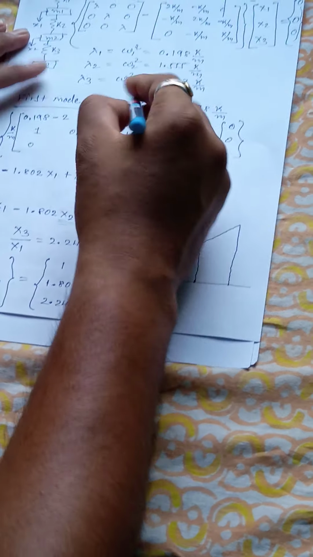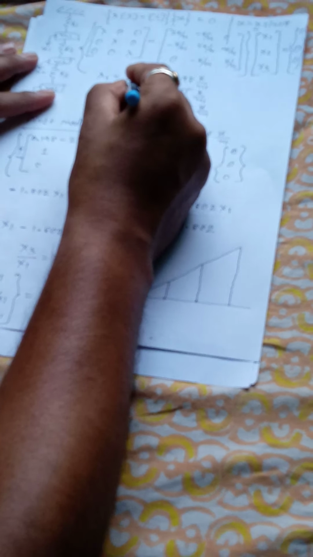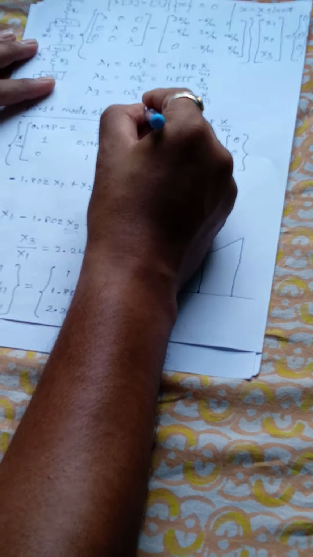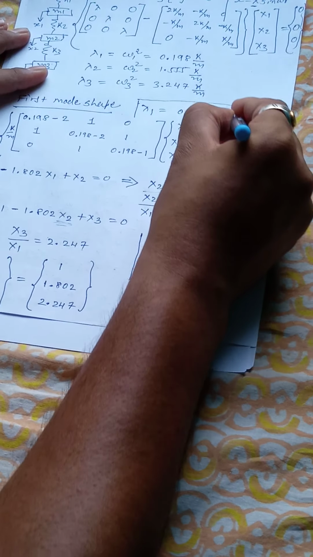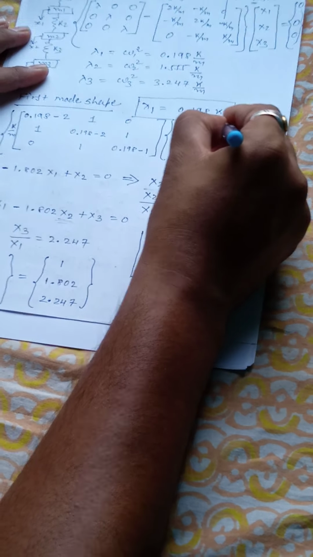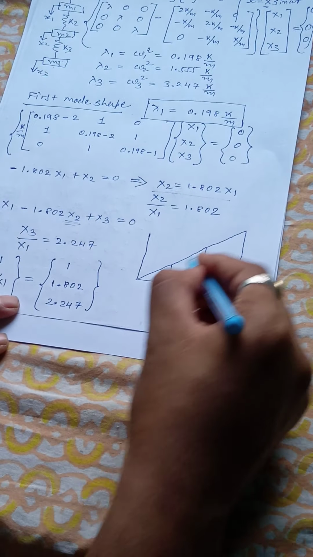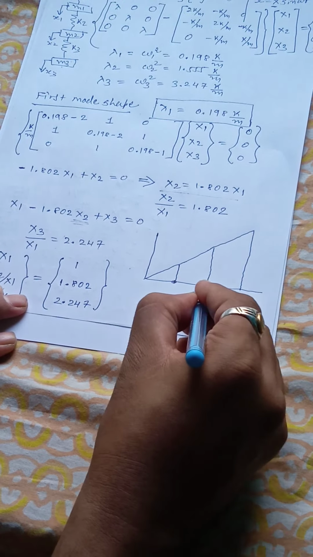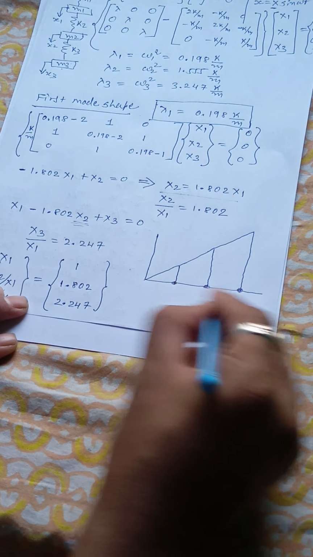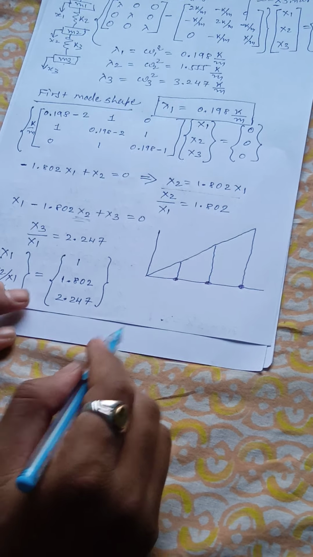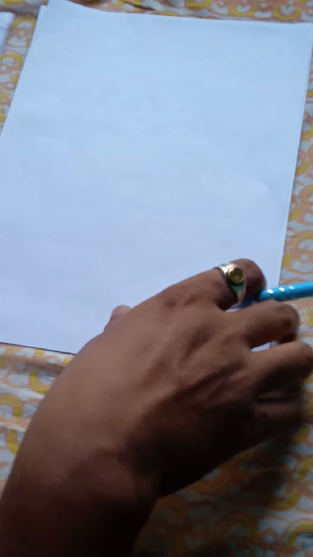When we use the frequency omega 1 square equal to 0.198 k by m, the mode shape, the deflection at the three particular locations, is like this. Likewise, let us go for the second mode shape.